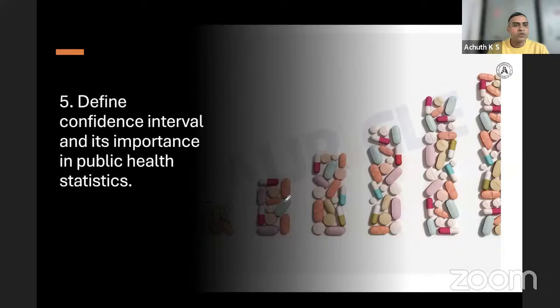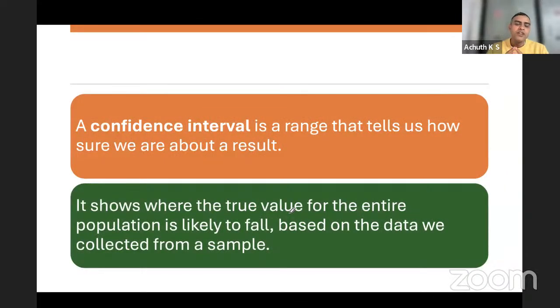We'll go to the next question now. That is the last question for today. Define confidence interval and its importance in public health statistics. Confidence interval is a range that tells how sure we are about the result we are getting. It shows where the true value of the entire population is likely to fall.